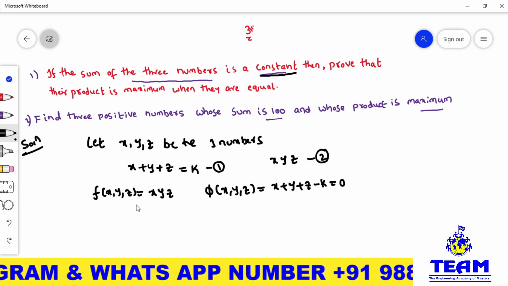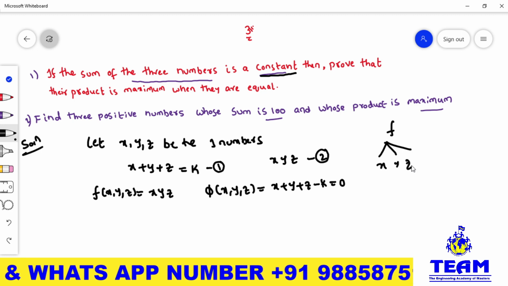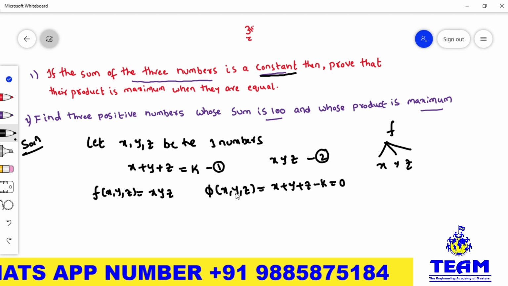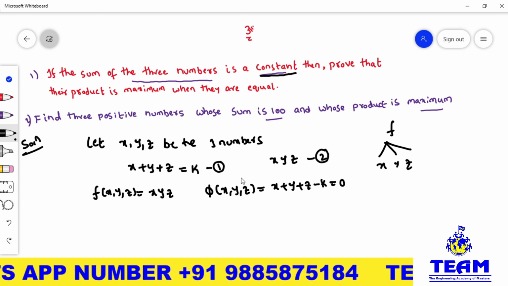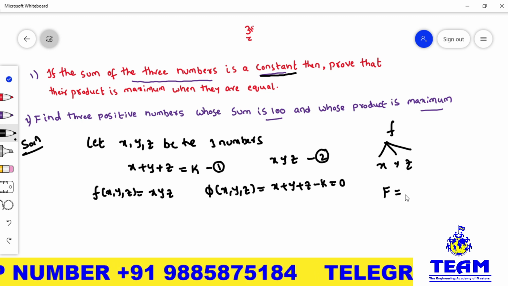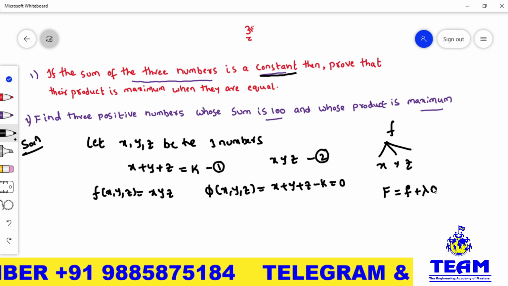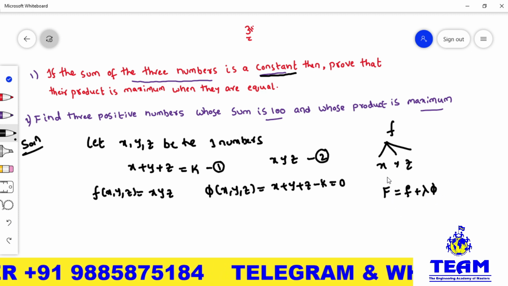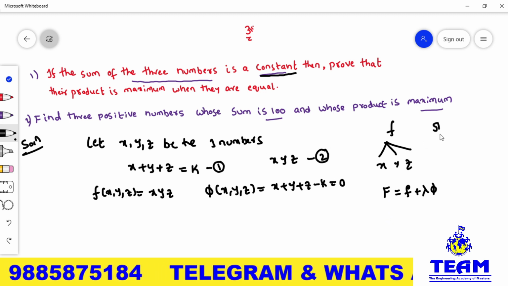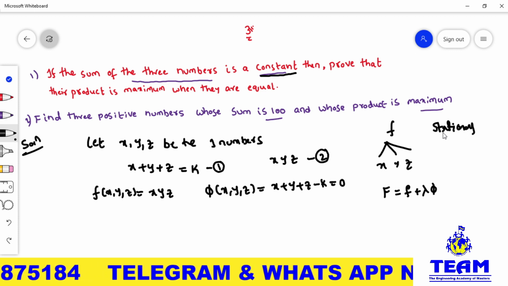Now here you observe f contains three variables: x, y, z. If f contains three variables and you want to find the maximum and minimum, we have to go for Lagrange's method. For that, we consider the function capital F equal to small f of x, y, z plus lambda into phi of x, y, z. So to find the maximum and minimum, what do we require to find? Stationary points. How can we get these stationary points here?